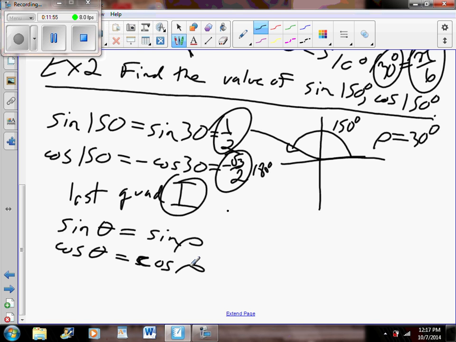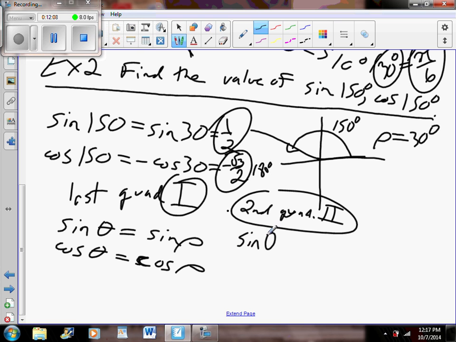Everything's the same. When you get over into the second quadrant, which is quadrant 2, the sine of the angle theta, like the sine of 150 degrees, is going to be equal to the sine of the reference angle, like the sine of 30 degrees. They carry the same numeric value and the same sign. But the cosine of theta, when you're in the second quadrant, is going to be the negative of the cosine of the reference angle.